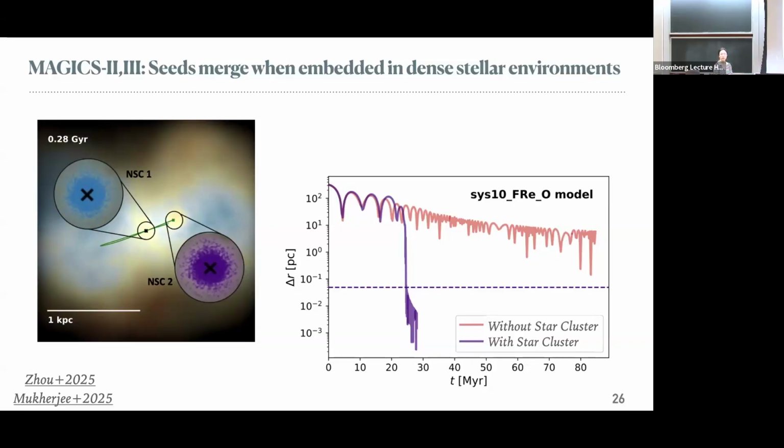This cluster-assisted merger is happening once you get down to 10 parsecs or something, must be pretty small. Yes, so this is 10 parsec because the scale of this is parsec scale. When it enters the 10 parsec region, it starts to have some tidal interaction between the two clusters, and after some point, it will immediately bring the black holes together.